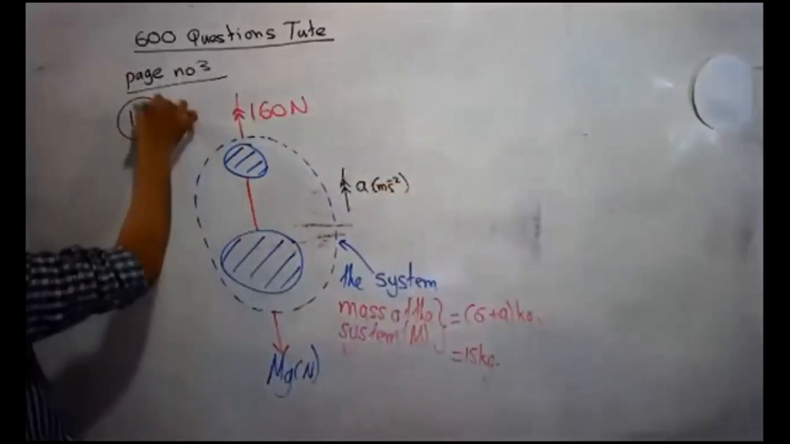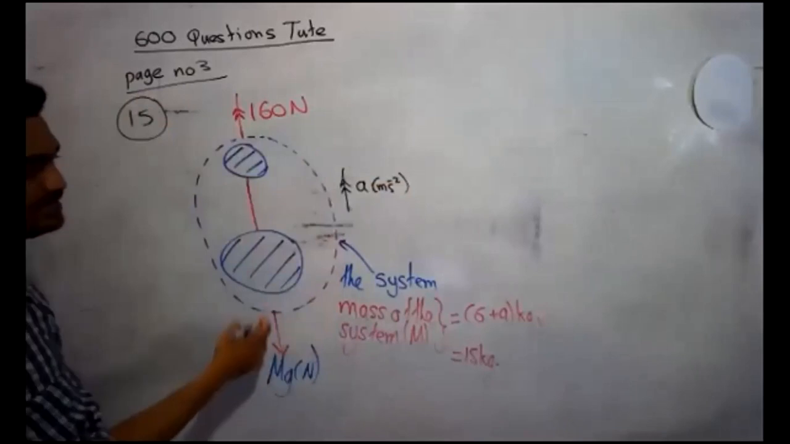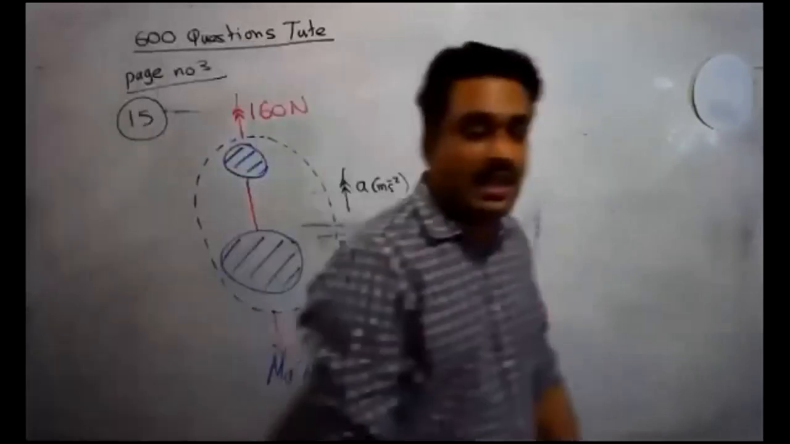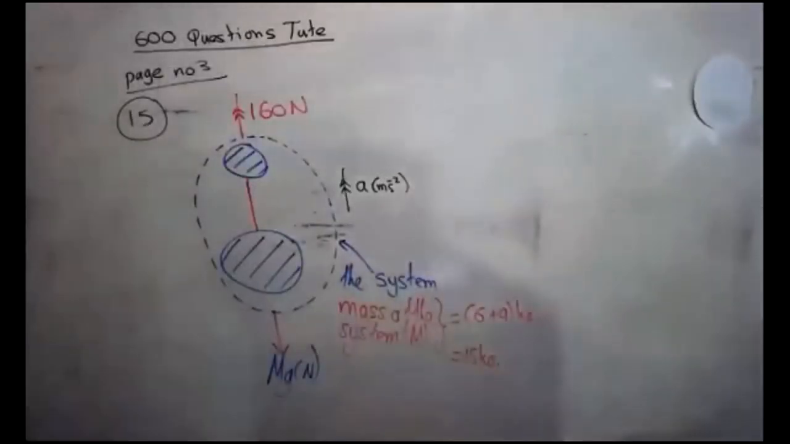So for question number 15, draw this figure with these dotted lines, indicate it as a system, and write the mass of the system as 6 plus 9. So I'm going to consider everything together as a single object. The single object is said to be the system. Draw it. Draw and write down everything that I have written on the board.